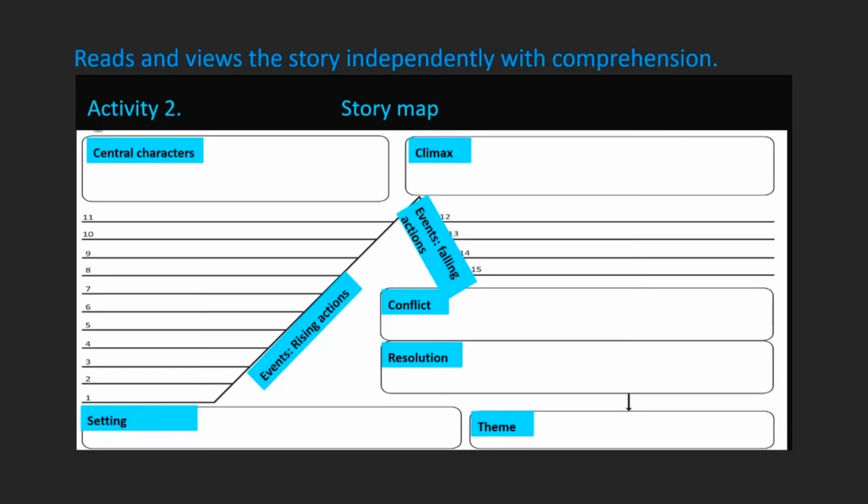This is a model for the story maps. Let's try to recall the story map of this story. To fill this story map, you should understand the central characters, climax, setting, rising actions, falling actions, conflict and resolution, and also the theme.